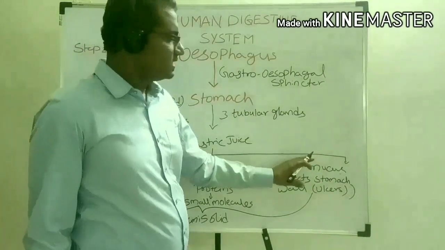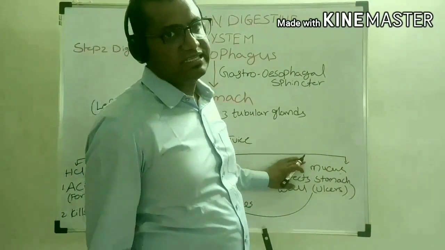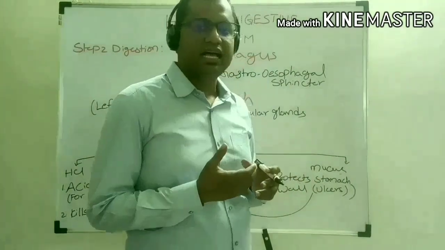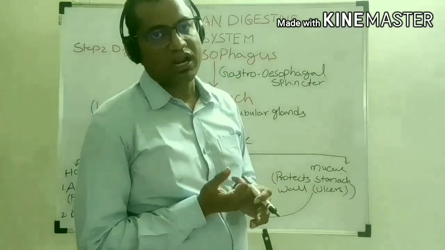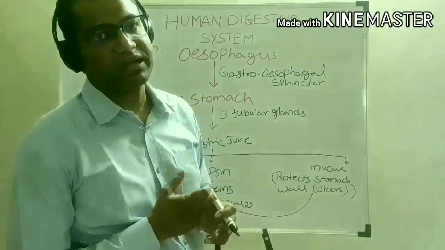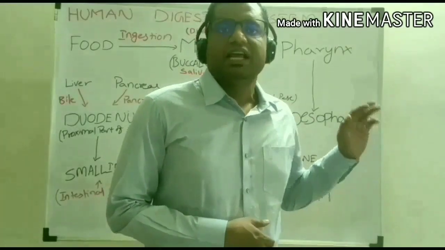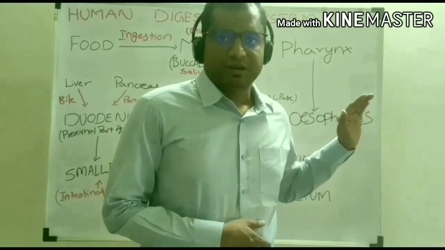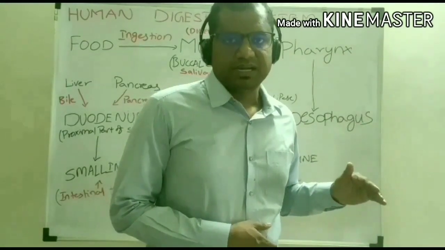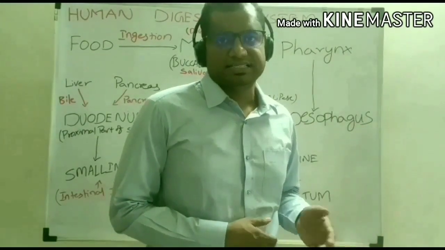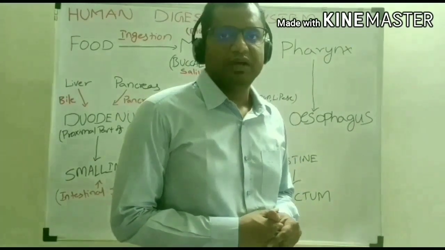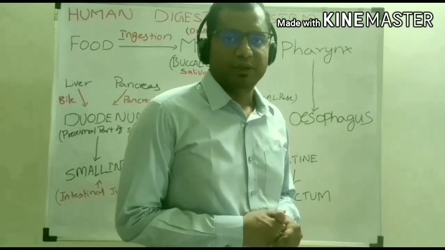Then mucus. The function of the mucus is that it protects the stomach wall. The lining of the stomach is protected by the mucus. For example, if the mucus is eroded from the lining of the stomach, then it leads to ulcers. Ulcers are formed because of the erosion of mucus.